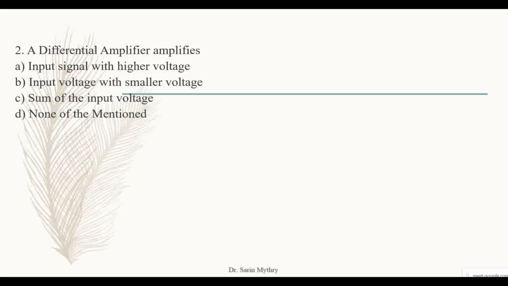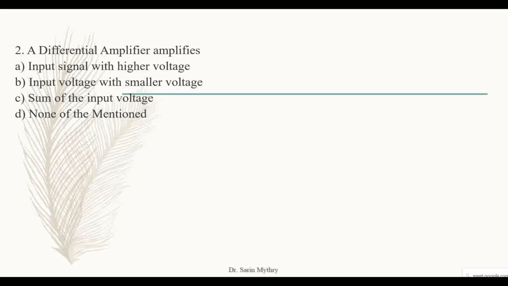A differential amplifier amplifies. What does a differential amplifier amplify? Here the options are given as: input signal with higher voltage, input voltage with smaller voltage, sum of the input voltages, none of the mentioned. So we are supposed to know what a differential amplifier is and what it will be amplifying. We all know that a differential amplifier will be amplifying the difference of the two input voltage signals.